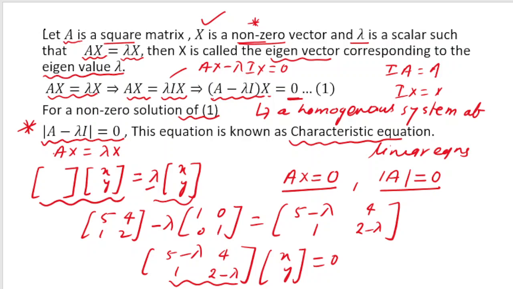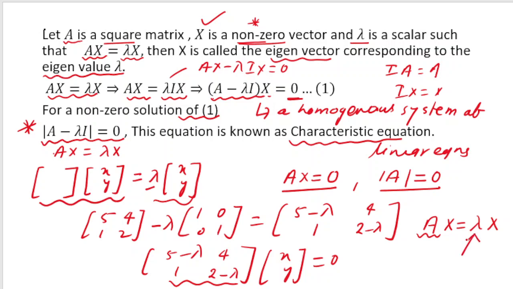Let me summarize things before going forward. Given any matrix A, if they provide us with a matrix A and ask us to find the value of lambda such that A times x is equal to lambda times x.